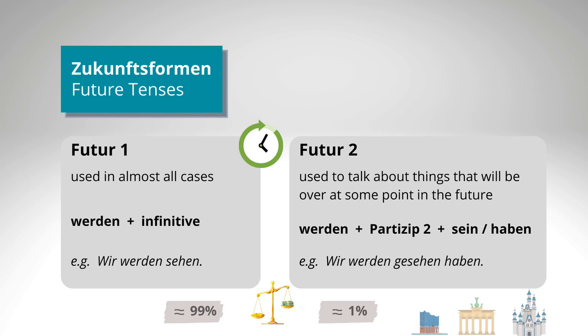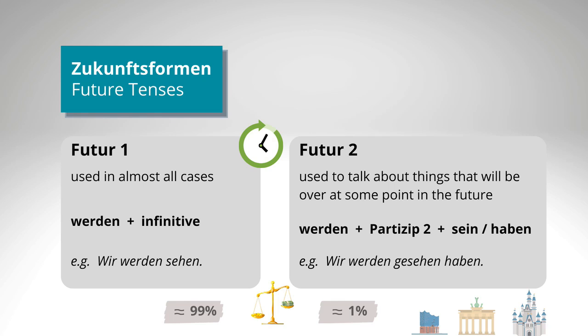This means that the Futur 1 is by far the most used tense of the two. It is used in about 99% of all future cases, and the only exception is when you talk about things that will be over at some point in the future. That's the case where you use the Futur 2. In all other cases, you use the Futur 1. Alternatively, for plans and stuff like that, you can also use the Präsens, our present tense, to talk about the future, just like in English. I go there tomorrow, for example. Ich gehe dort morgen hin.